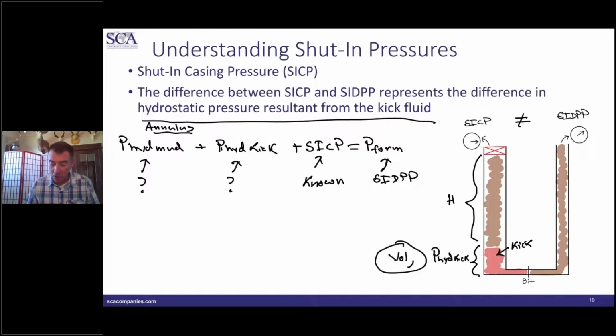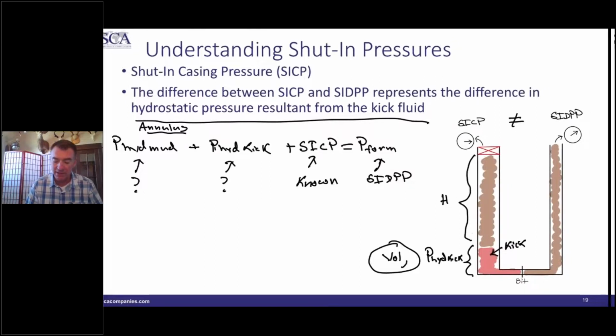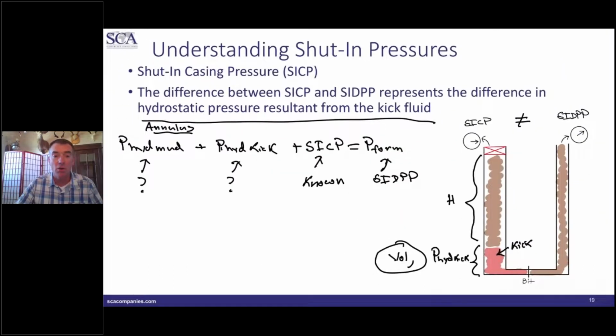So we know the volume of the kick. If we know the volume of the kick, we know our annular clearances, and we can determine the height of the kick. And if we know the height of the kick, we can calculate the height of the drilling fluid, and from all of that, we will be able to back calculate the density of the kick.